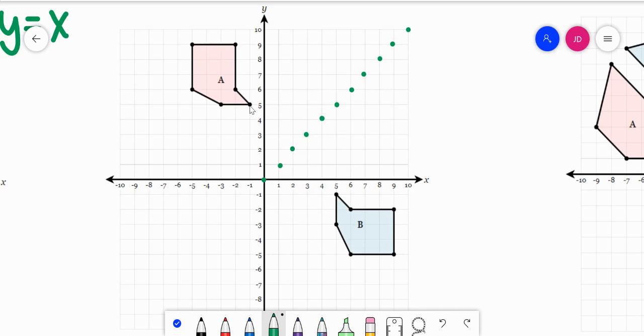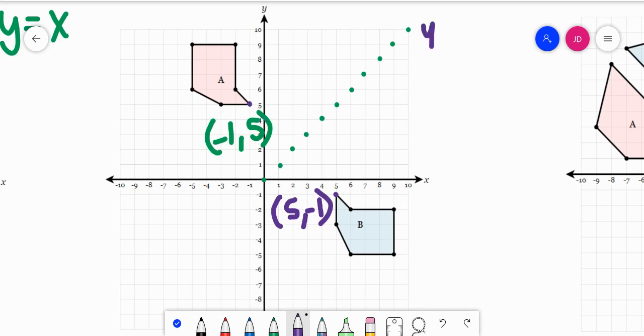So what are the coordinates of A? The coordinates of A is -1, 5 of this point right here. Maybe I'll highlight it in purple. This point right here, the corresponding point in figure B, is just the numbers flipped around: 5, -1. So -1, 5 becomes 5, -1, and it's flipped over the line y equals x. Another example of a reflection over that line.